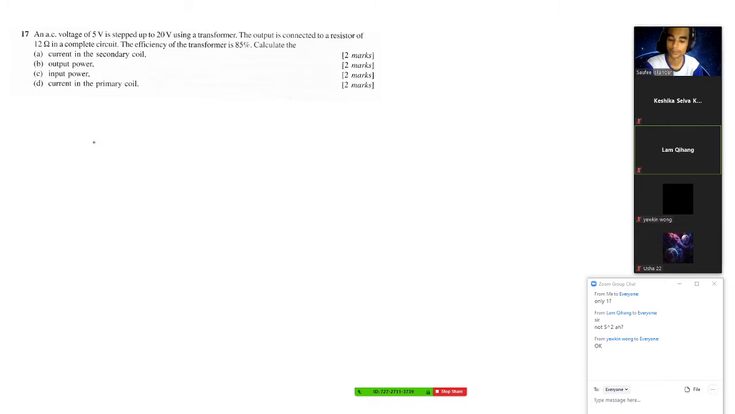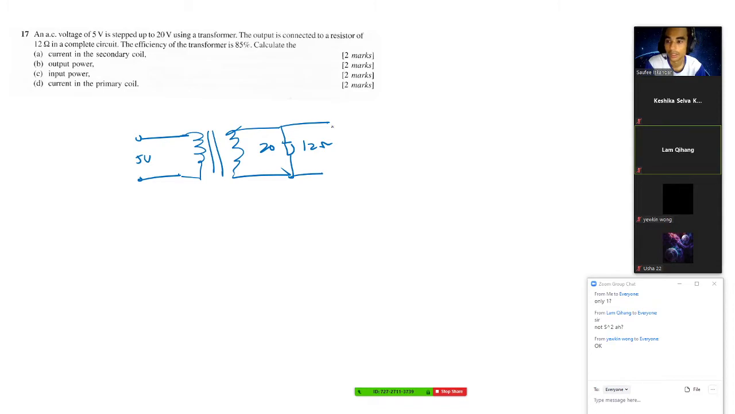So if I may draw, it has 5 volts, and then a step up at the first coil and second coil. Okay, 5 volts to 20 volts, and the output is connected to a resistor of 12 ohm. Okay, the efficiency of the transformer is 85%, so this 100 turns into 85%. Calculate the current in the secondary coil.